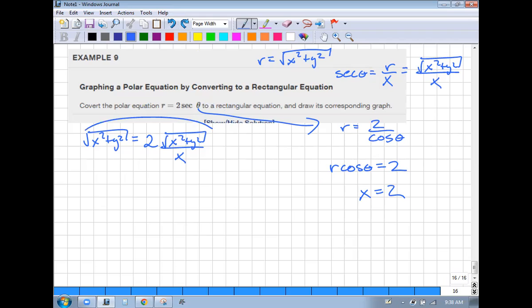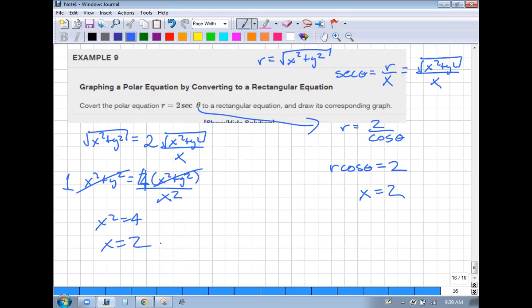Because if you squared both sides of this thing, you get this. This would be a 4, right? Then you could divide both sides by that, and this would just be 1. Then multiply both sides by x squared, and then square root both sides. So yeah, this is just x equals 2. But if you just replace this stuff mindlessly, you end up with a big pile of stuff, and that sucks. We don't like square roots of x squared plus y squared, right? We like x squared plus y squared. We don't like square roots.